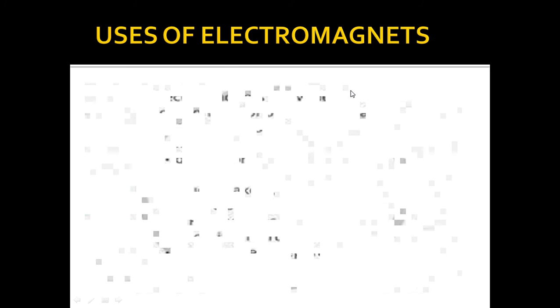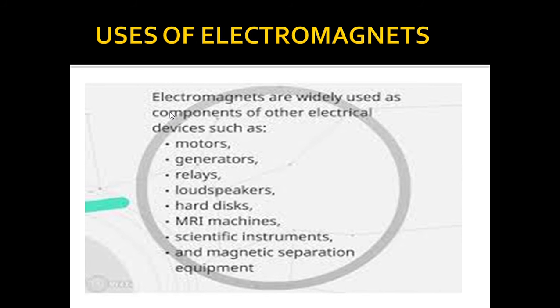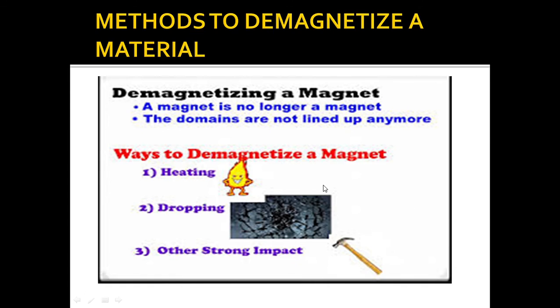Uses of electromagnets. Electromagnets are widely used as components of other electrical devices such as motors, generators, relays, loudspeakers, hard disks, MRI machines, scientific instruments, and magnetic separation equipment.